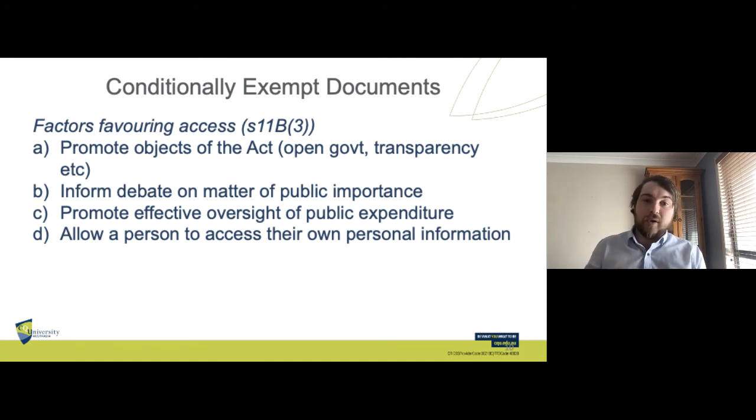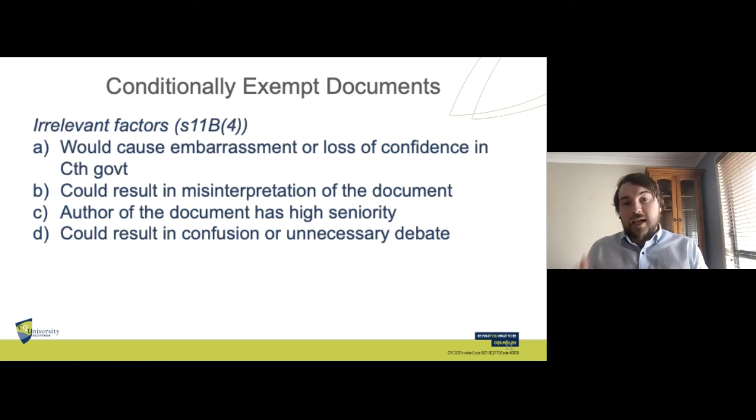And also allowing a person to access their own personal information is generally a reason why you should be allowed to access that information. If it's information that relates specifically to you, the presumption is that you should be able to view that information. At the same time, there are factors that the government can't use to prevent access, and when you read through these, they're all coming from a particular place, they're all coming from reasons that the government has given in the past.